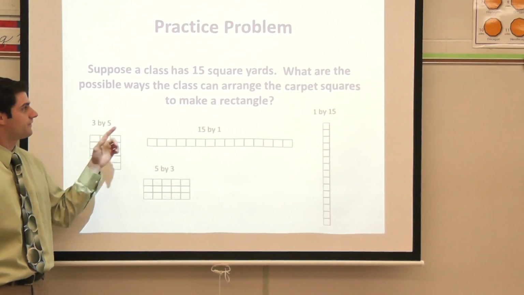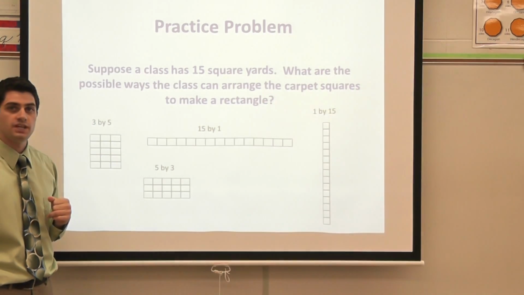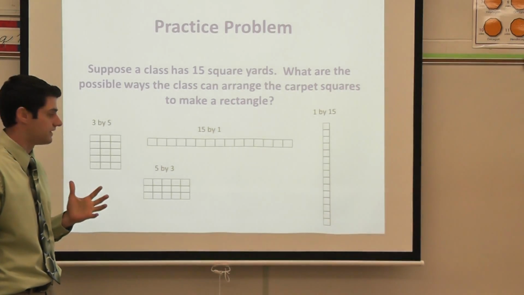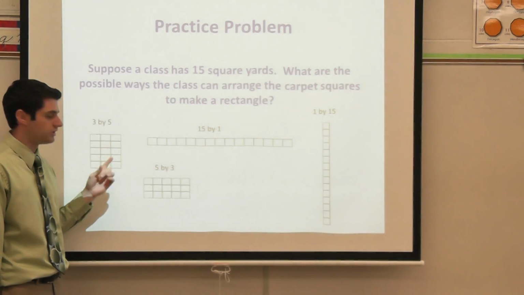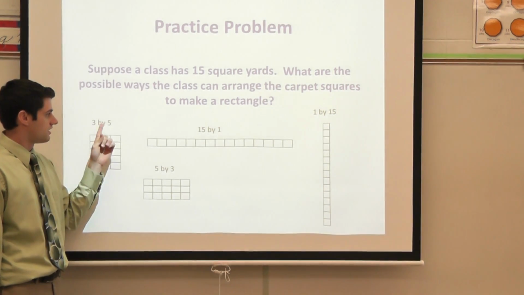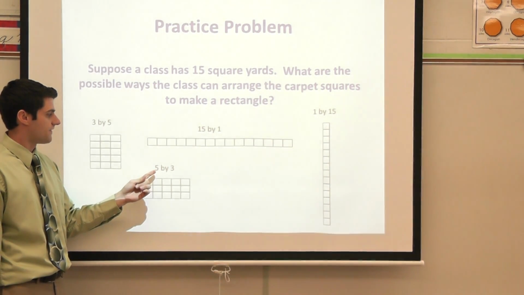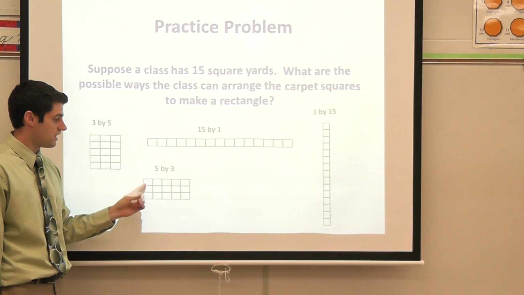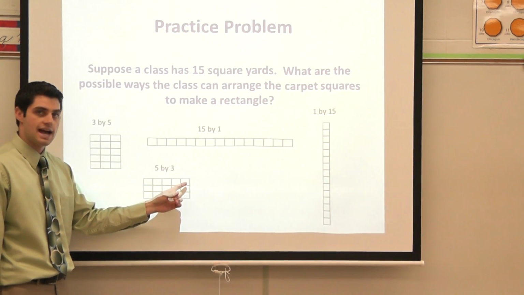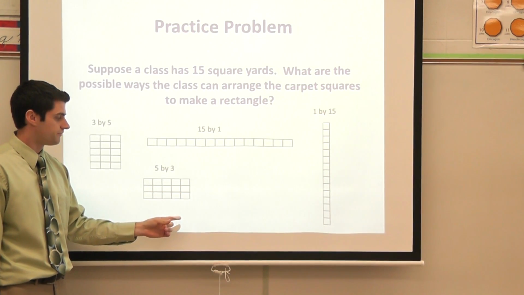I know that 3 and 5 are a factor pair of 15 because 3 times 5 equals 15. So this is a 3 by 5 figure. I could have the carpet looking just like this. The other side of 3 by 5 is a 5 by 3. 5 times 3 would equal 15 as well. I now have 5 running across the top and 3 going down.